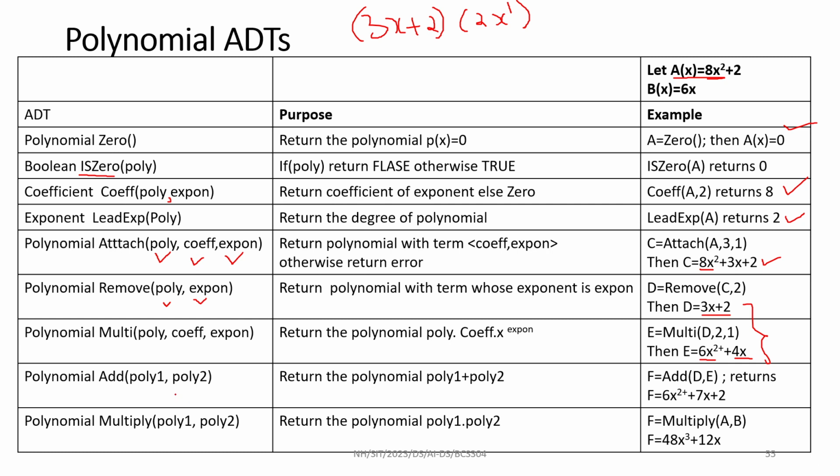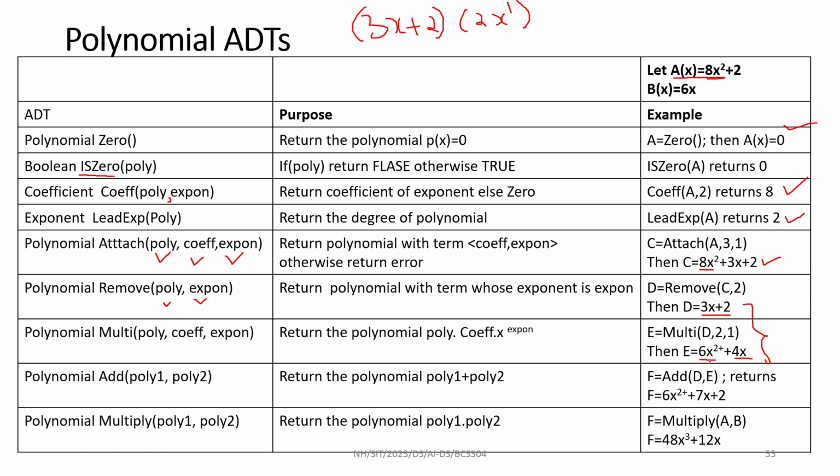In the same way, two polynomials can be added, and two polynomials can be multiplied. The result returns the result. For example, d and e to be added and return f. This is d, this is e. So 6x square plus 4 plus 3, 7x plus 2. These two after adding. In the same way, these two can be multiplied also.